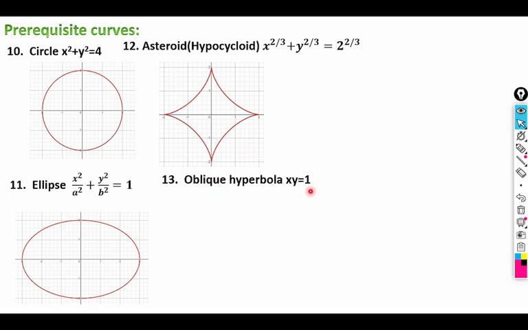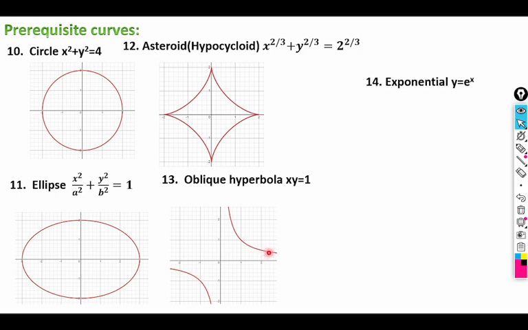Then oblique hyperbola, xy equal to constant. Even though I have taken xy equal to 1 here, it can be xy equal to any constant, xy equal to 10, xy equal to 20, anything can be there. So this is the oblique hyperbola. Hyperbola occurs pairwise, so there will be two branches. One branch is in the first quadrant. So here is the first branch of xy equal to 1 and the other branch is here. So that is about the oblique hyperbola.